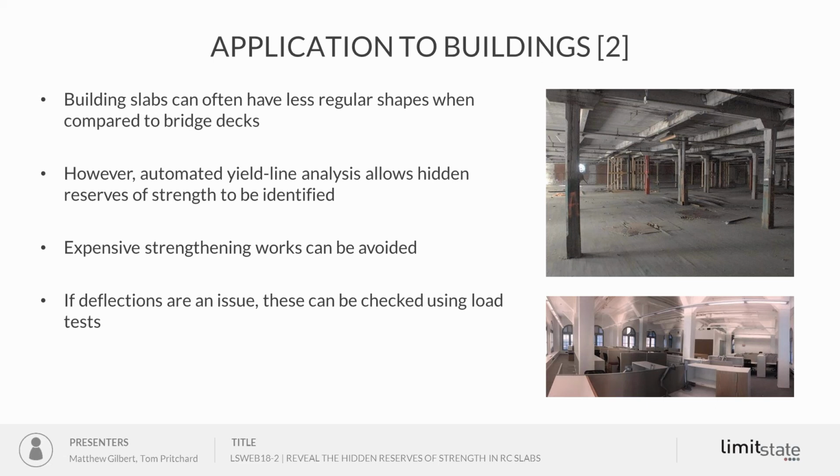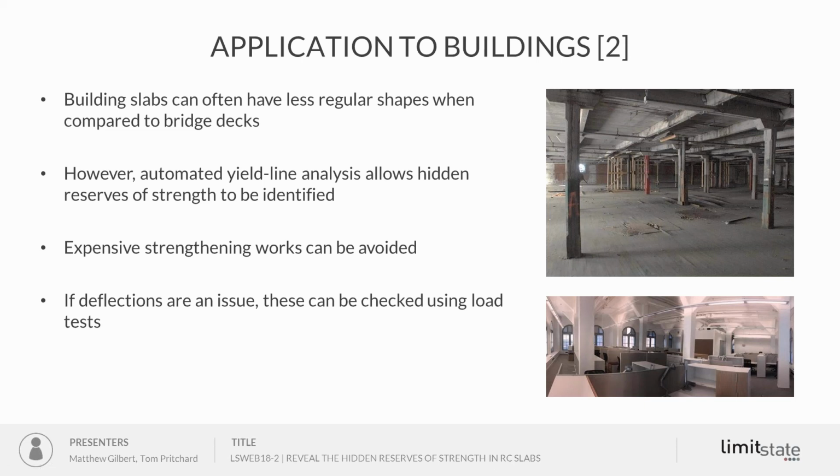In terms of buildings, then they often have quite irregular slab shapes, particularly compared with bridge decks. So the potential of an automated method to find hidden reserves of strength in an existing structure is clear. So if we've got a building which had a particular use and we want a change of use, what we want to use are methods of analysis which can identify the full reserves of strength, so we don't have to do expensive strengthening works.